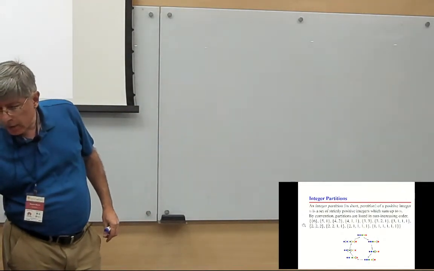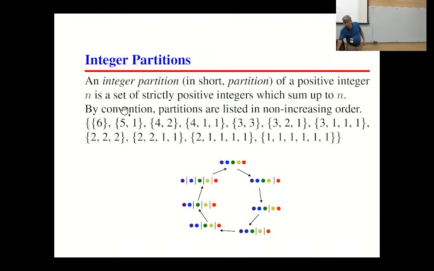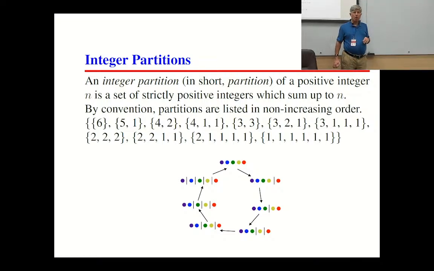6 adds up to 6. 5 plus 1 adds up to 6. There's no other thing of positive integers with a 5 that adds up to 6. With a 4, 4 plus 2 adds up to 6. 4 plus 1 plus 1 adds up to 6. Does everybody kind of get that idea? I claim this is a complete enumeration of all the ways you can make up 6 by adding up numbers where the order doesn't matter.